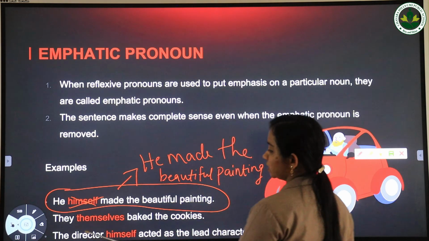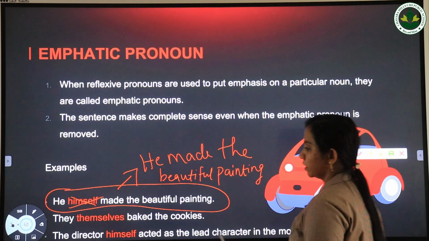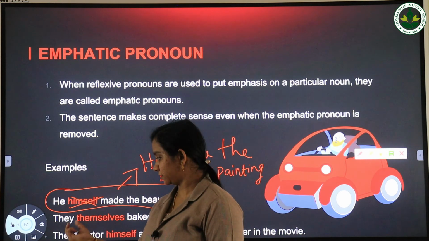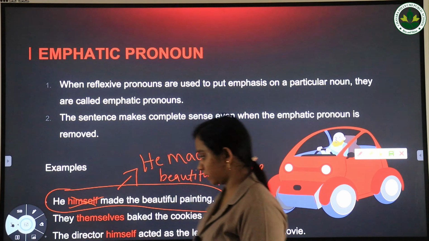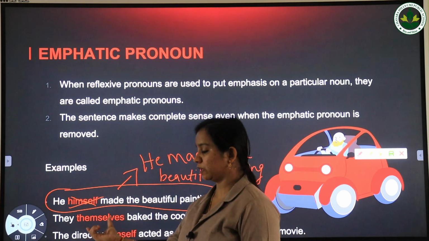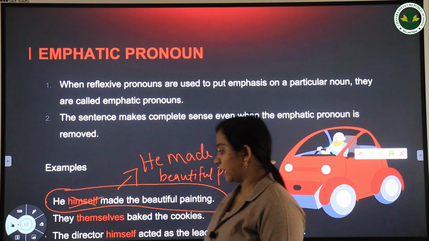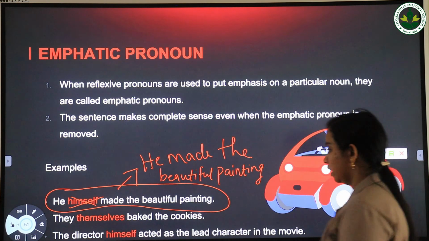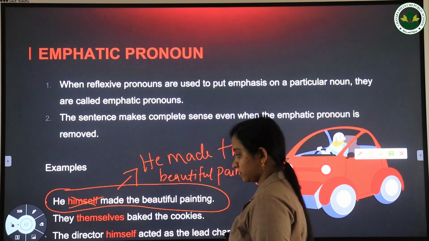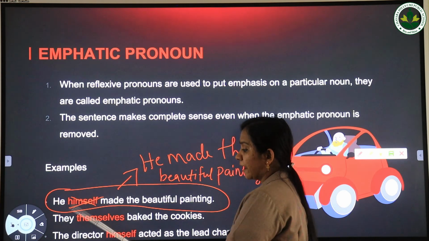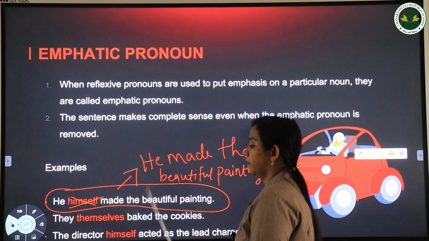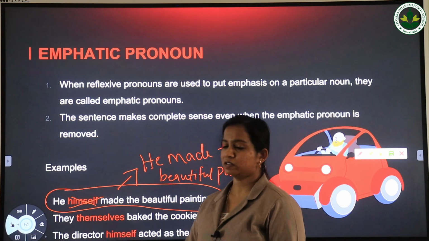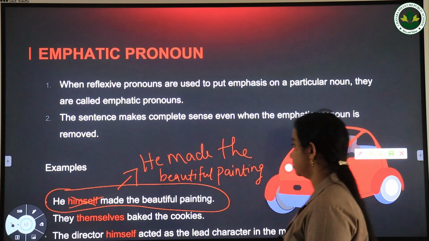Okay. Now next one, they themselves baked the cookies. They themselves, the particular subject is they, that's why we use themselves. Okay, themselves becomes an emphatic pronoun. The director himself acted as the lead character in the movie. So here the director is given emphasis. Director is the noun and director is given emphasis using the emphatic pronoun himself. As the director is a male, that's why we used the emphatic pronoun himself.